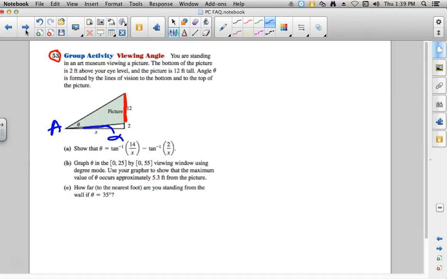So what we know is, if we take the big triangle, and most of it is green, and we subtract the little triangle, then the difference between those two will end up being theta right there. So we would have the tangent of angle A equals 14 over x, and that's because that would be opposite over adjacent. And then the tangent of angle beta, which is the little one, would equal 2 over x. All right? So far, so good.